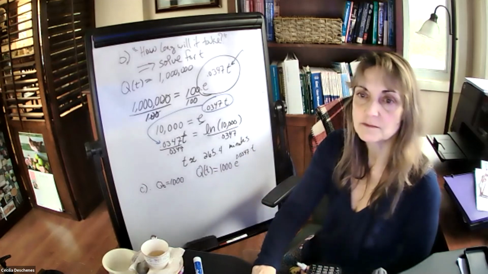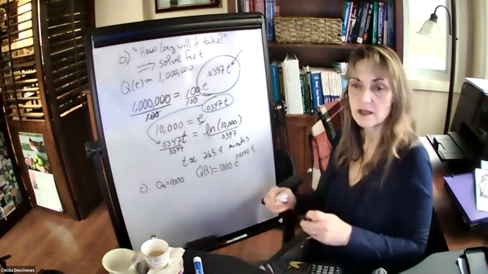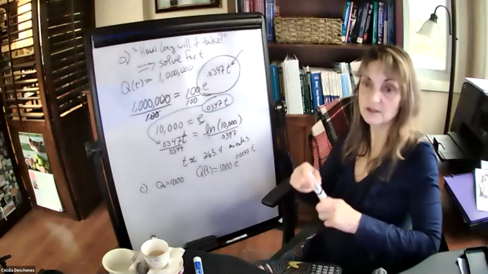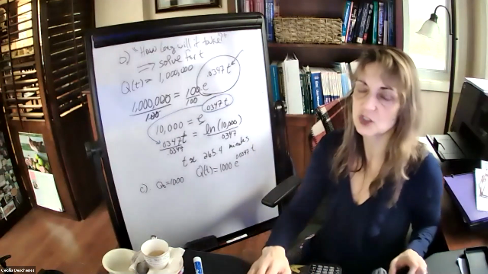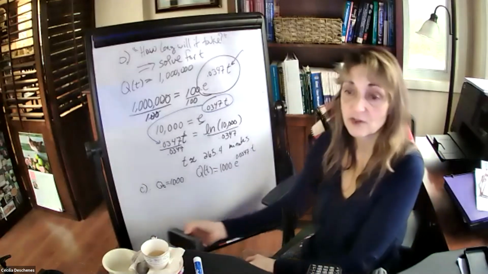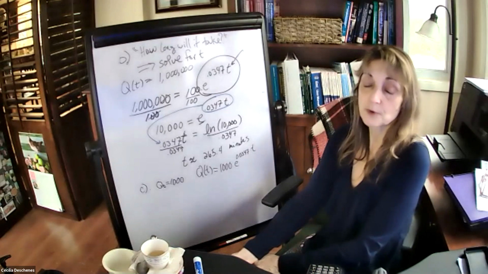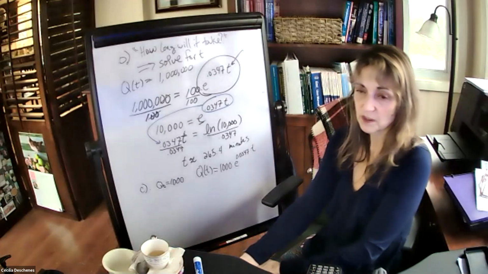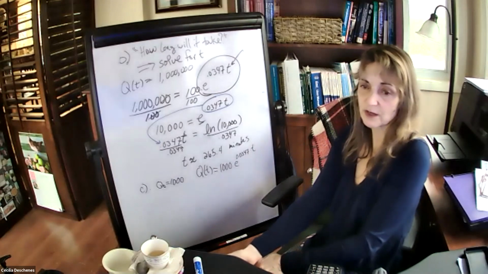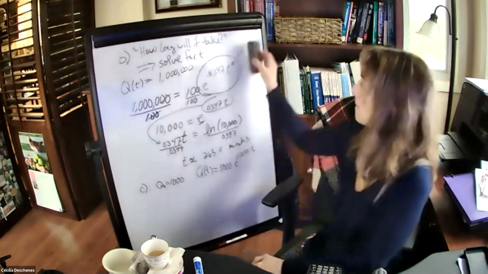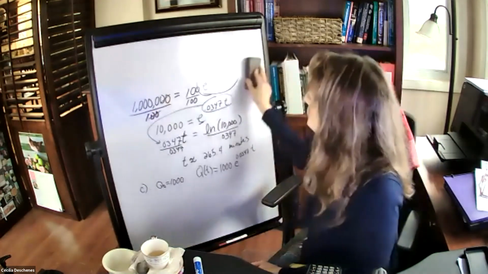Okay, the next question was resale value of Garland Mills. Okay, resale value is the topic. Garland Mills purchased a certain piece of machinery 3 years ago for $500,000. Its present resale value is $320,000. Assuming that the machine's resale value decreases exponentially, what will it be 4 years from now? Okay.